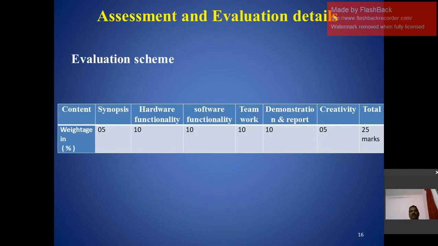So this is the evaluation scheme. As told earlier, I have given a total of 50 marks, and then 50 marks are converted to 25 marks. So 5 marks for synopsis presentation, hardware functionality 10, software functionality 10, teamwork 10, demonstration and report 10, creativity 5. Sometimes in a project there may not be any hardware, so in that case for software functionality or for coding, give 20 marks.